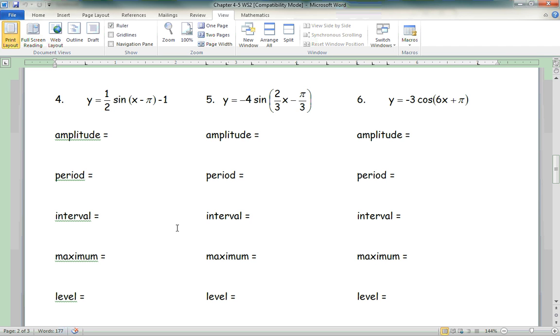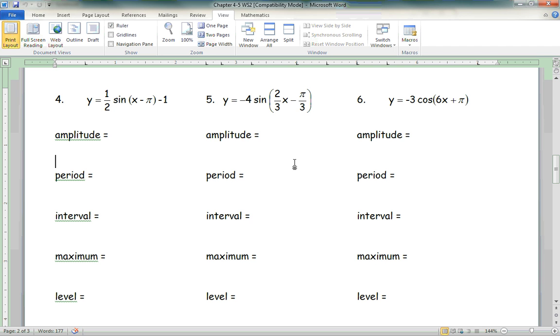Number 4, do I have all of them there? Do I have a period change? I do not have a period change, do I? I have an A, I have a D, and I have a C. My B value is 1, so my period is still going to be 2 pi. Do we understand that? Okay? Look at number 5 here. Do I have all of them? I do not have a vertical shift, which means my level will be where? 0, which means my max will be 4, and my min will be -4.